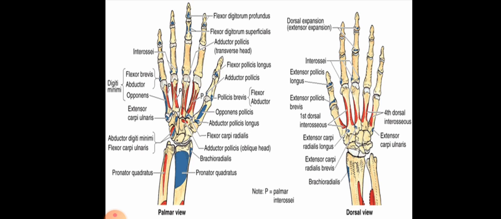The insertion of these three muscles, abductor pollicis brevis, flexor pollicis brevis, and adductor pollicis, is in the base of the proximal phalanx of the thumb. The action is very easy from their name. Flexor pollicis flexes the thumb, abductor pollicis abducts the thumb. Opponens is responsible for opposition.